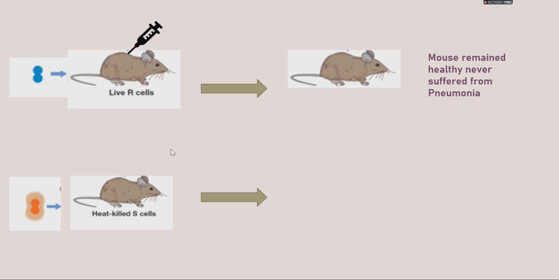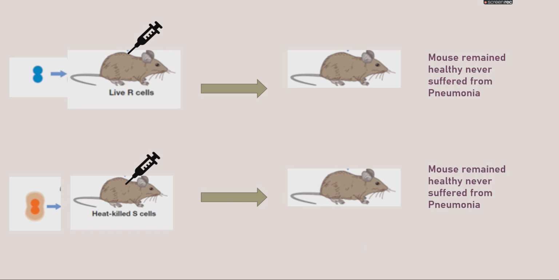In the second experiment, Griffith injected heat killed smooth Streptococcus pneumoniae bacteria into healthy mice. You can observe here, this is the Streptococcus pneumoniae bacteria which has a capsule. This is the rough edged bacteria which is without a capsule. When this healthy mouse was injected with heat killed smooth cells, the mouse also remained healthy and did not suffer from pneumonia. So what it indicates is that we have already seen that this S bacteria is capable of causing pneumonia to the mice, but heat killed S bacteria is not able to cause pneumonia in the mice.